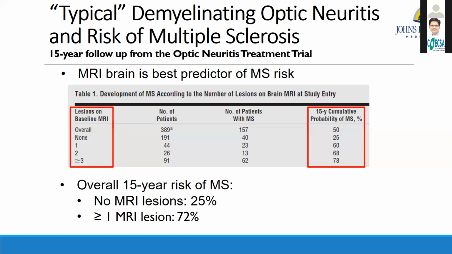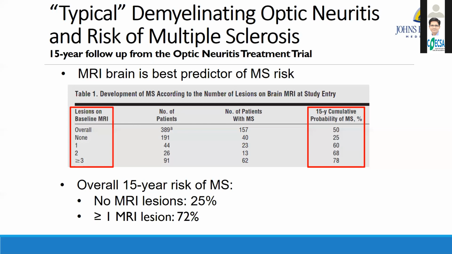But if at the time of that initial optic neuritis, you have 1 or more lesions on your MRI, then you have a 72% chance, a 3 in 4 chance of going on to meet diagnostic criteria for multiple sclerosis in the next 15 years. And the more lesions you have, the higher your risk.